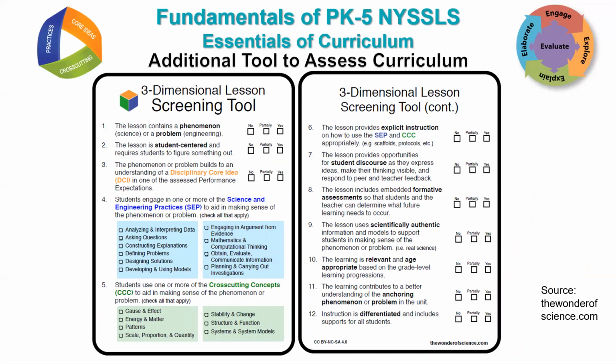This screening tool was downloaded from Paul Anderson's The Wonder of Science. Read through the lesson and use the checklist for the 12 components. These screeners provide guidance for the lesson and unit design in NYSSLS.